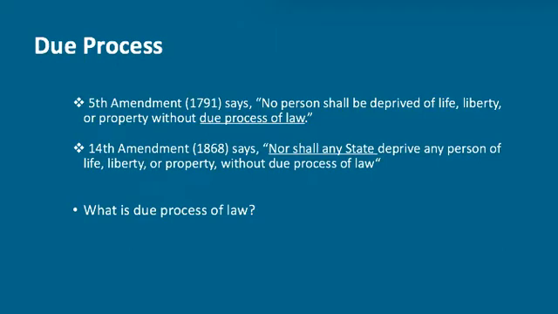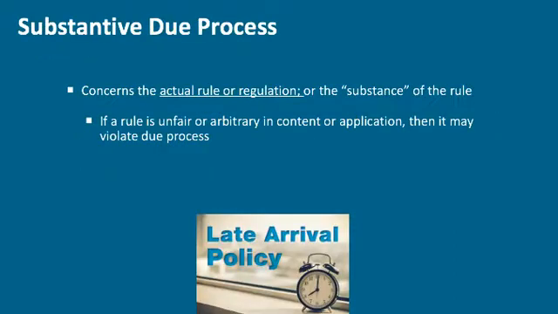Now, there are a couple of different types of due process that we're going to identify here, and then we'll cover the various elements. Okay, so the first type of due process that we need to be aware of is what's known as substantive due process. So when we look at substantive due process, we're looking at the actual rules or policies or regulations that are in place and also how they're applied.